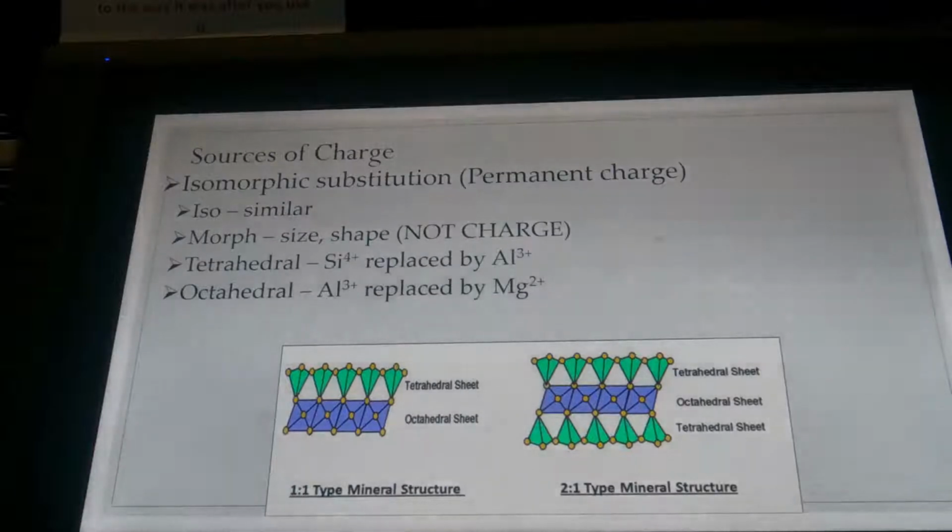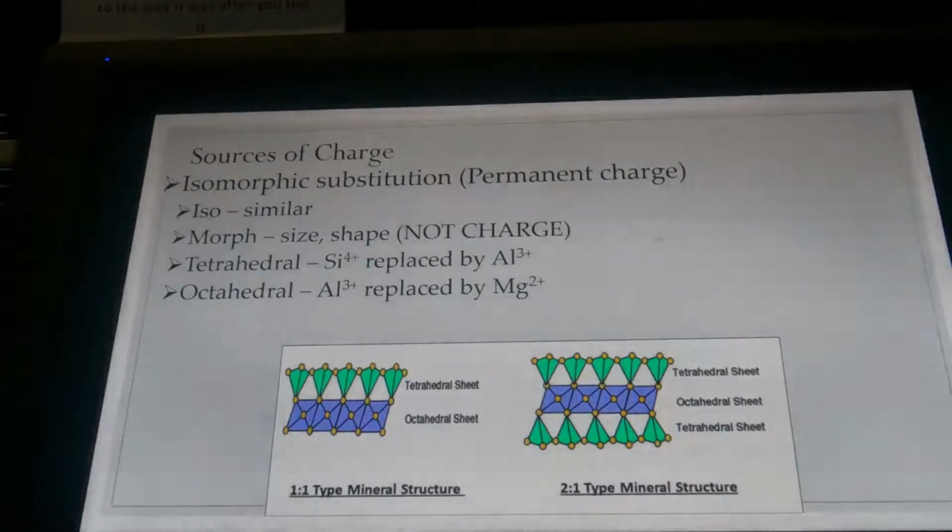All right, now we're going to get into isomorphic substitution. I cannot express this enough. This is not about the same charge. That is not what isomorphic substitution is about. Now, it's possible that two of the same charges can substitute. I don't think anyone would ever want to hear me say isomorphically.